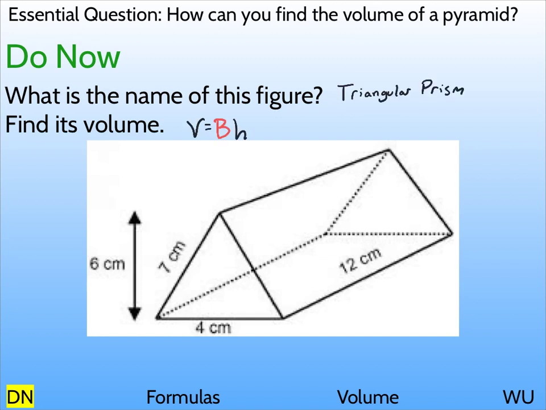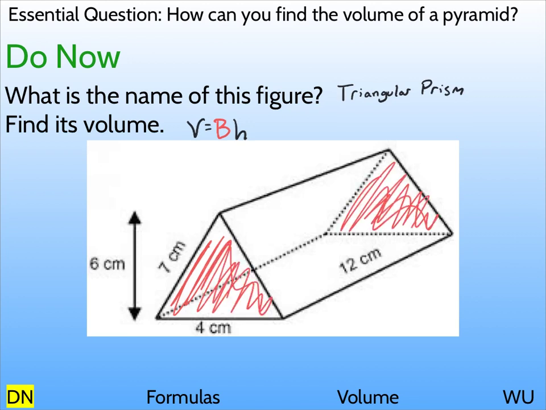This shape is called a triangular prism because the base of it is a triangle. You have one triangle here and you have one triangle here, and it just goes parallel straight back between the two of them. And that is a triangular prism.